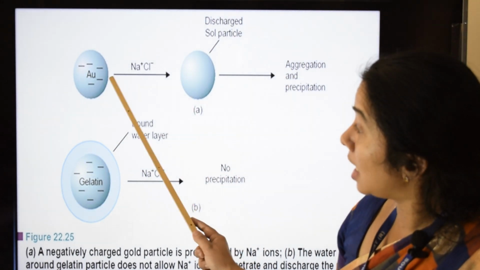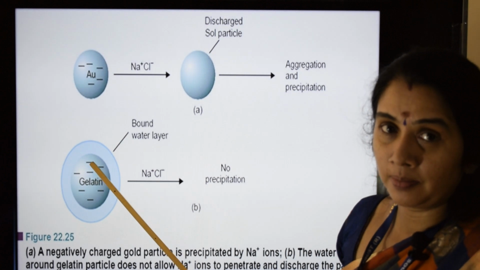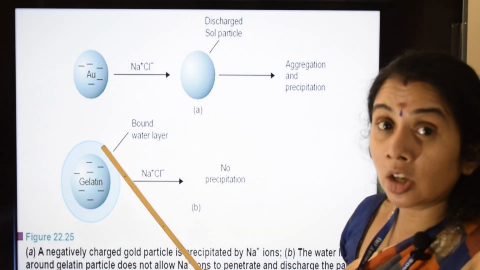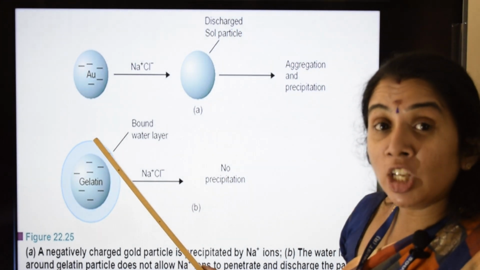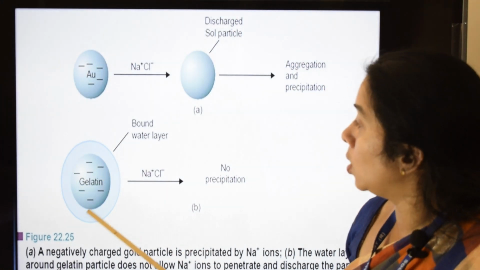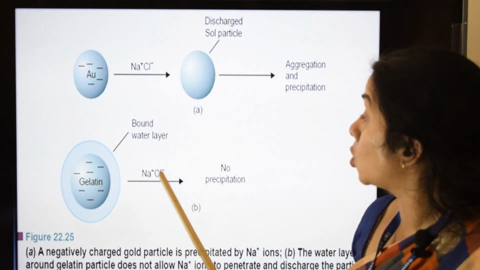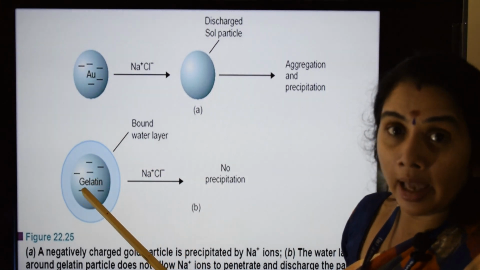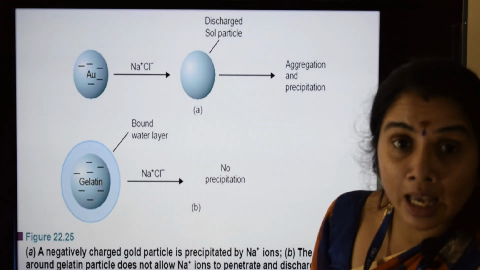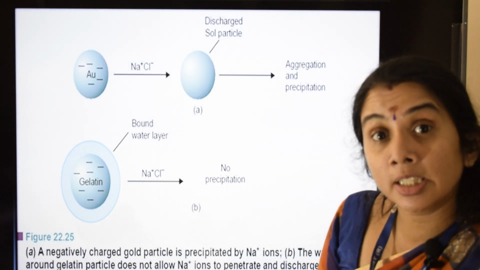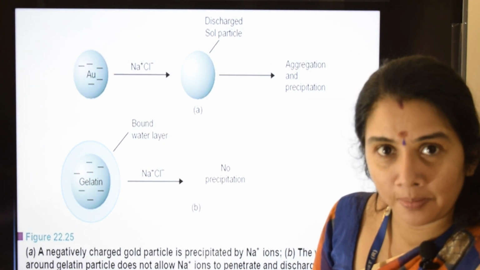But to the same gold sol, if you add gelatin, which is a lyophilic colloid, the gelatin will cover the gold sol and form a layer around it and prevent the electrolyte sodium chloride from coming near and neutralizing it. Hence, no precipitation will happen. This is how the gold sol is protected with the help of the lyophilic colloid gelatin.